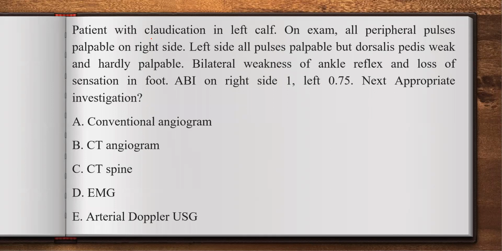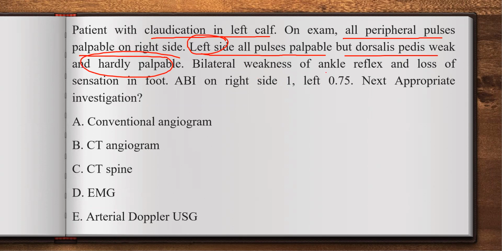Next, a patient with claudication in the left calf. On examination, all peripheral pulses are palpable on the right side. On the left side, all pulses are palpable, but the dorsalis pedis is weak and hardly palpable. So on the left side, this patient has peripheral arterial disease. Bilateral weakness of the ankle reflex and loss of sensation in the foot. So when we get that, we also think about neurogenic claudication, right? So this patient most likely has both vascular plus neurogenic claudication.